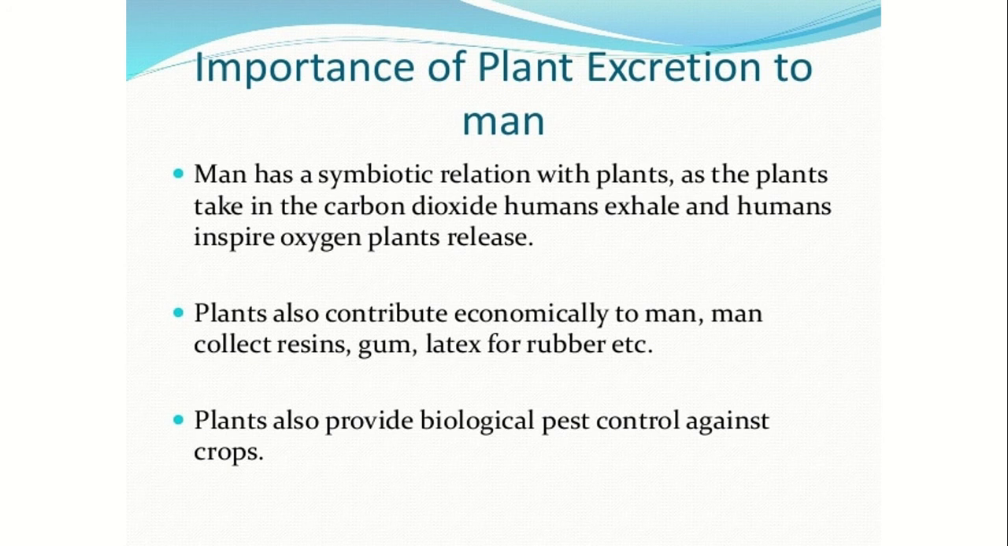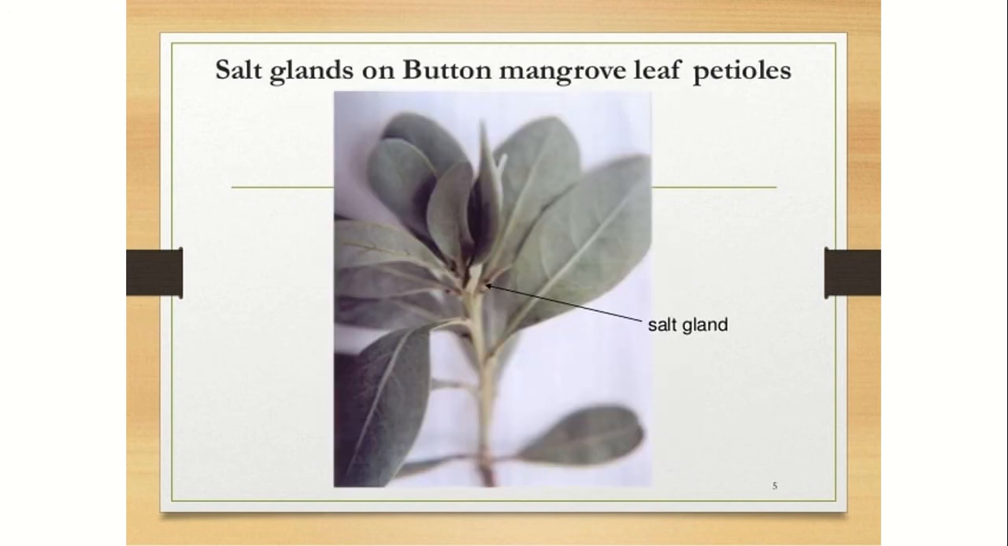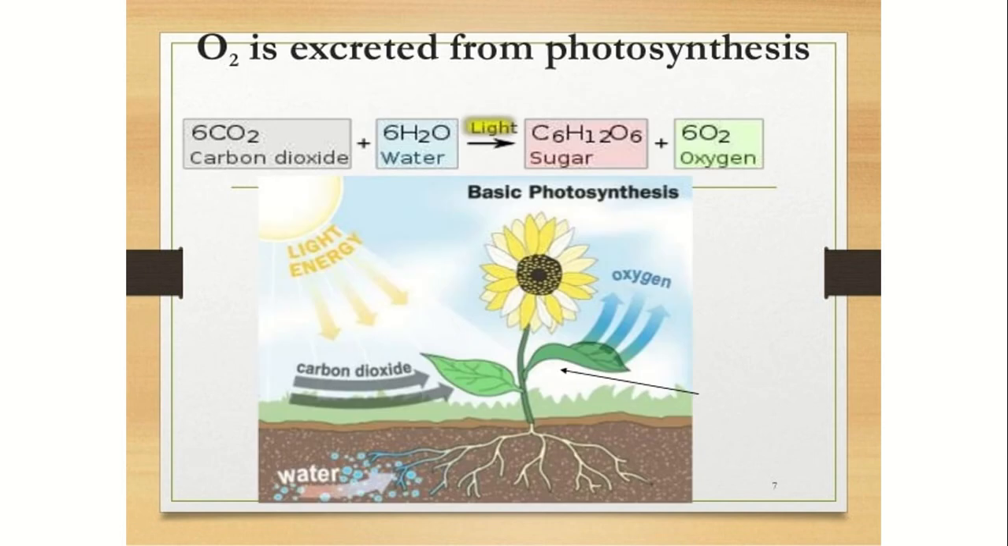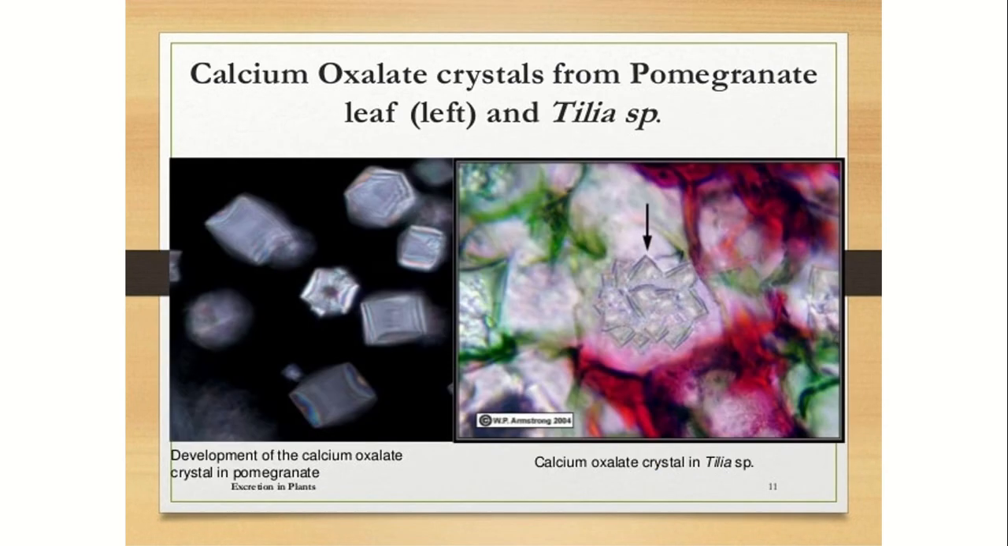Next, I will show you some of the basic waste materials excreted by plants. Salt crystals on a leaf surface of the black mangrove. These are the salt crystals excreted out of its body. Salt glands on butter mangrove leaf petals. Oxygen, as I told before, is excreted from photosynthesis, which is very essential for human beings. Next, in ornamental plants, calcium oxalate crystals are excreted. These can form on the leaves of ornamental plants, and they die off or fall off. Next, calcium oxalate crystals from pomegranate leaf and tilia.